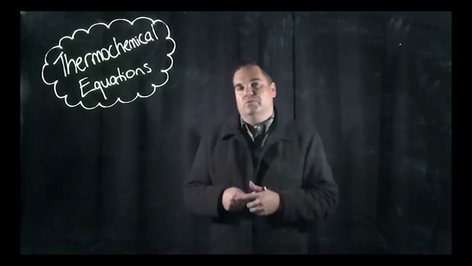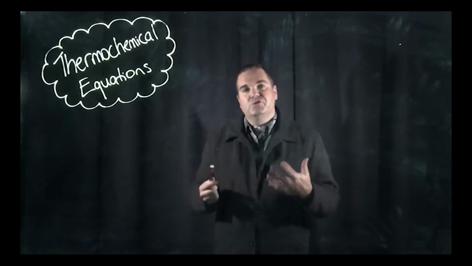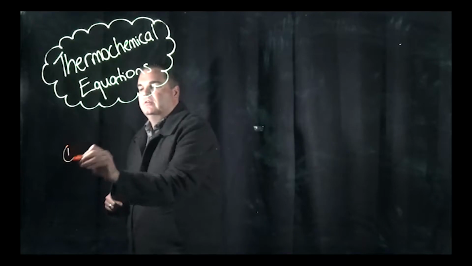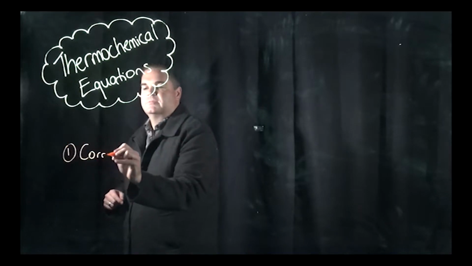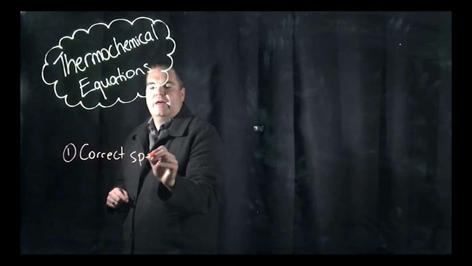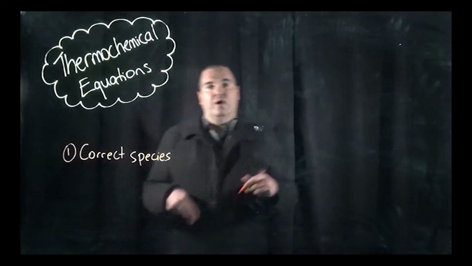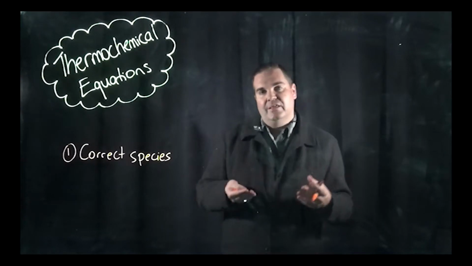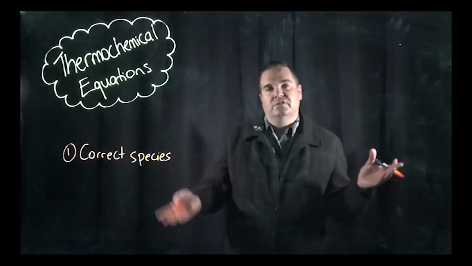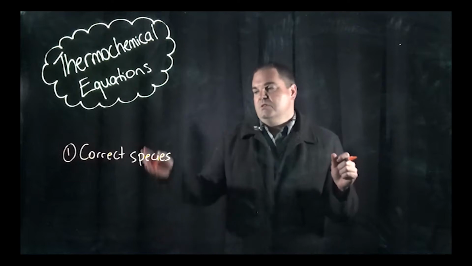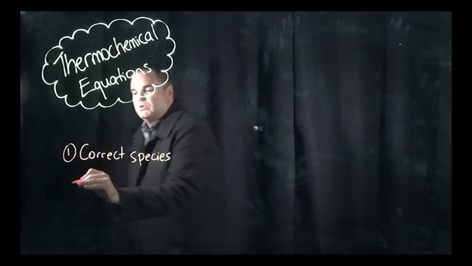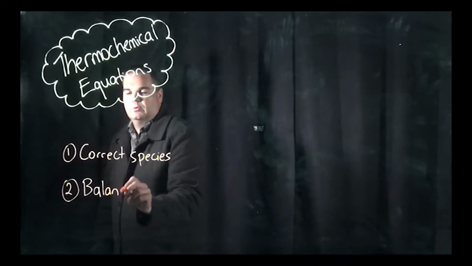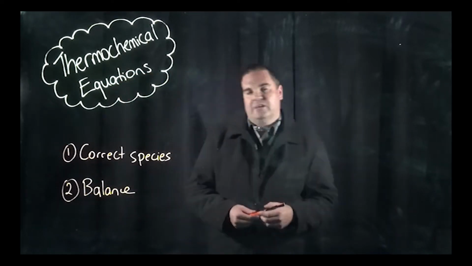Now, like any reaction equation you do in chemistry, the first two things that you need are the same. The first thing you have to have is obviously the correct species. By that, we mean you must have the right formulas for the reactants and the products. You have to have them correct. If you don't get that, you're not going to have a correct equation, so you're not going to get any marks in the exam. So the correct species is first, and then you need to balance it as you would any other normal chemical equation. So those two steps are exactly the same.